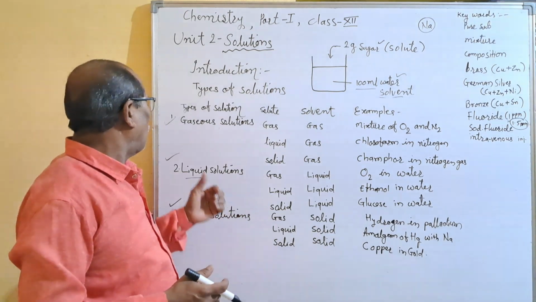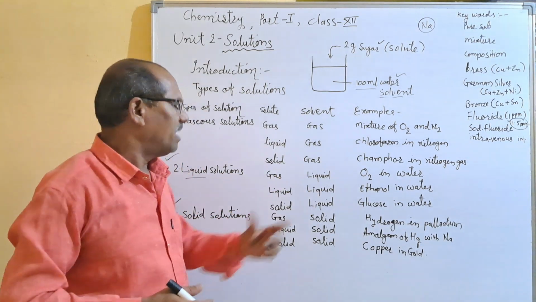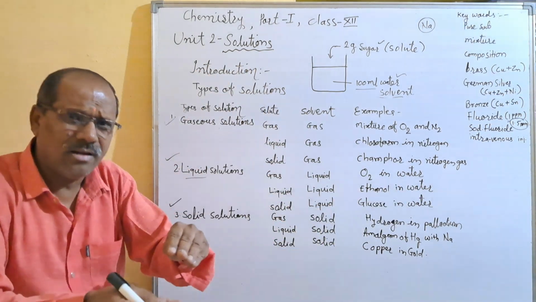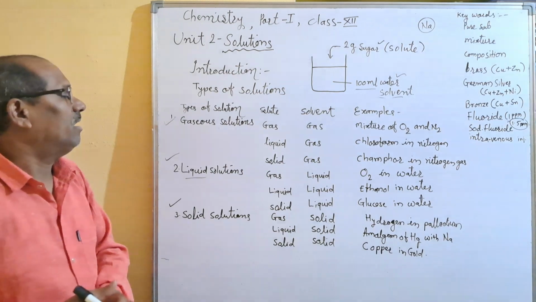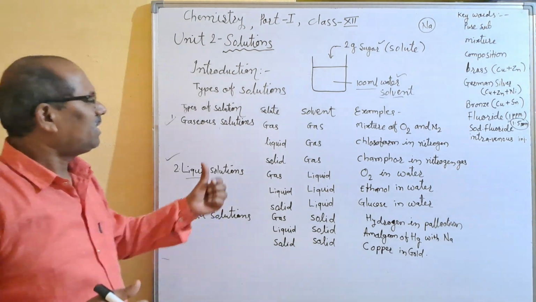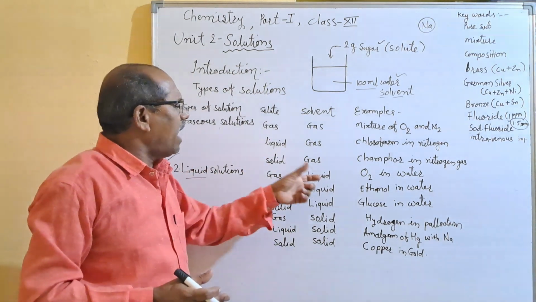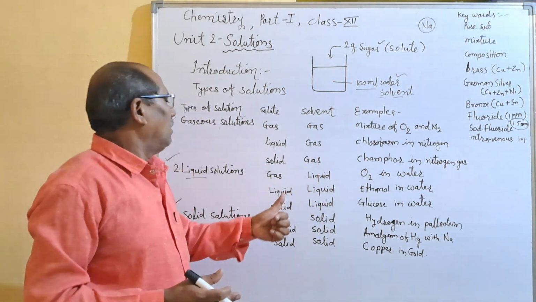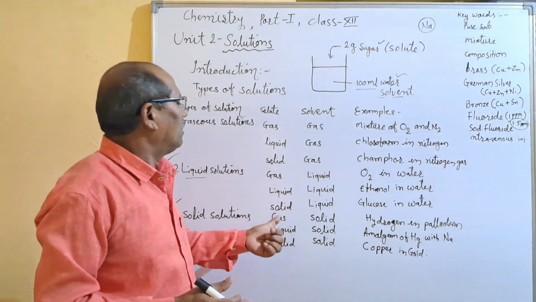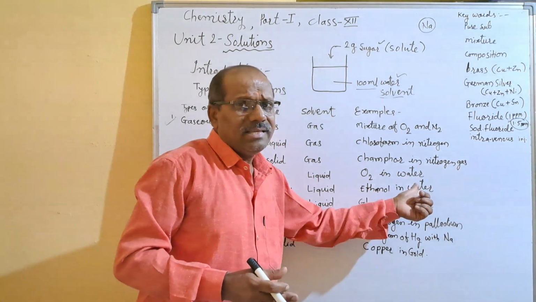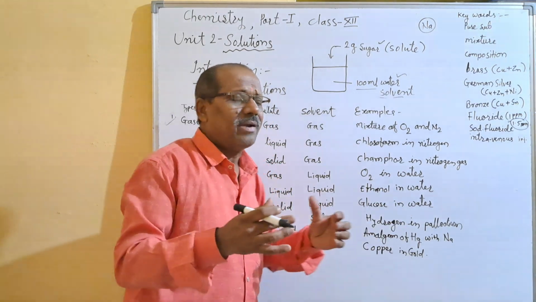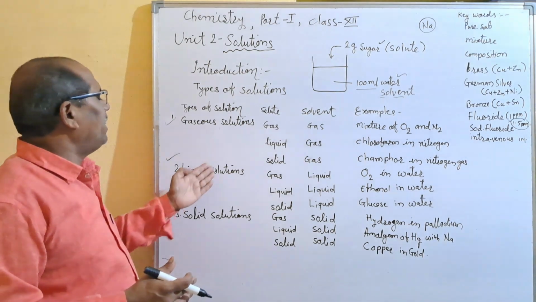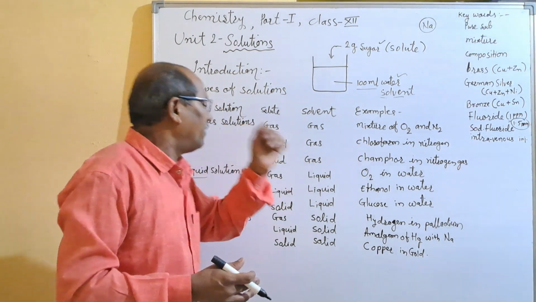Another example of liquid solutions is liquid in liquid: ethanol, that is alcohol, in water. Whenever alcohol is added to water, it forms a homogeneous solution. In that case, solute and solvent are both liquid, but water in this case is in a larger quantity and acts as the solvent, and hence that type of solution is called a liquid solution of liquid in liquid type.